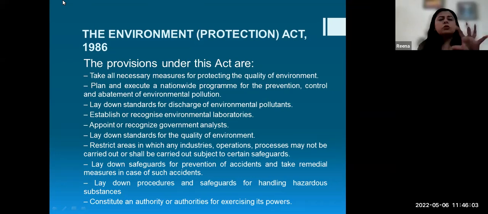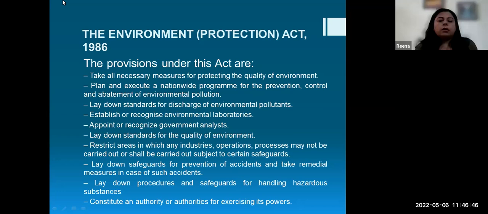They have to appoint and recognize government analysts, and they have to lay down standards for the quality of environment. Under this act they can also restrict areas in which any industry operation or processes should not be carried out. Any sensitive location or protected area, reserve forest area or biosphere reserve, they can protect. They also have provisions to lay down safeguards for prevention of accidents, like remedial measures, safety audits and energy audits. All these provisions are given under EPA.